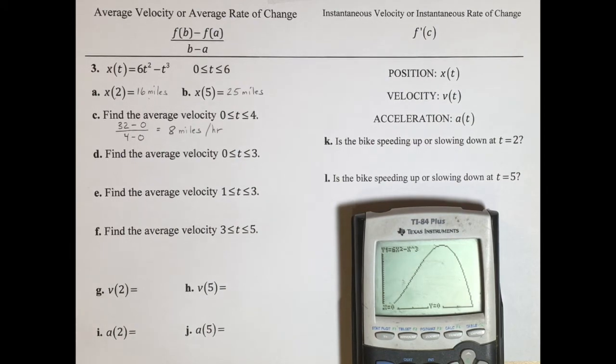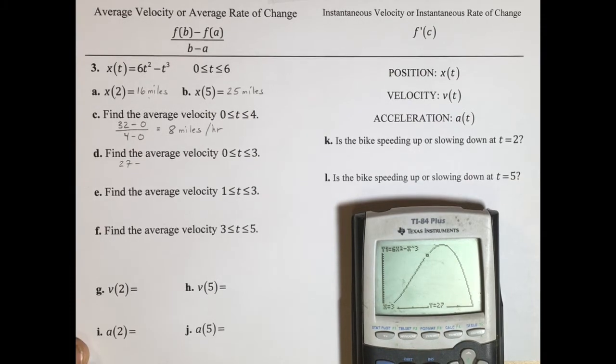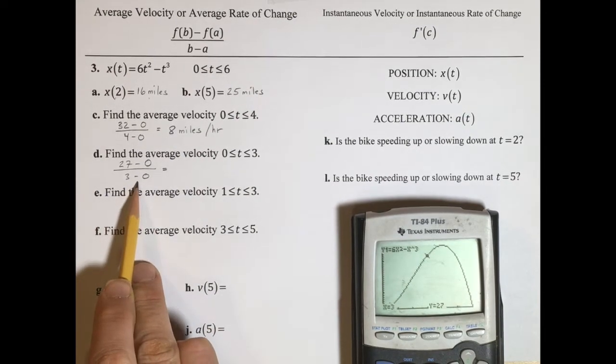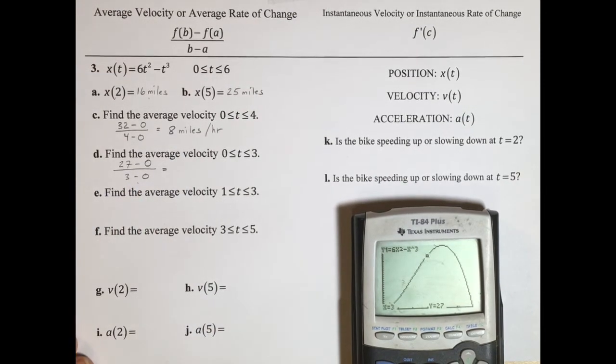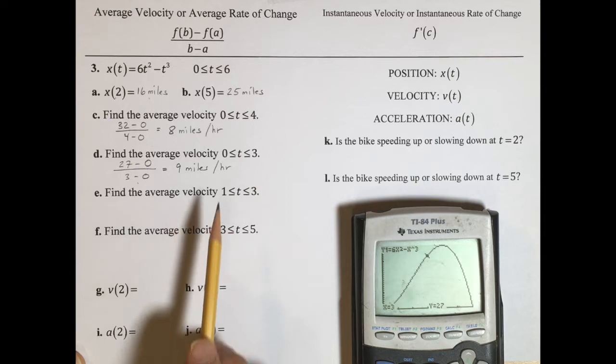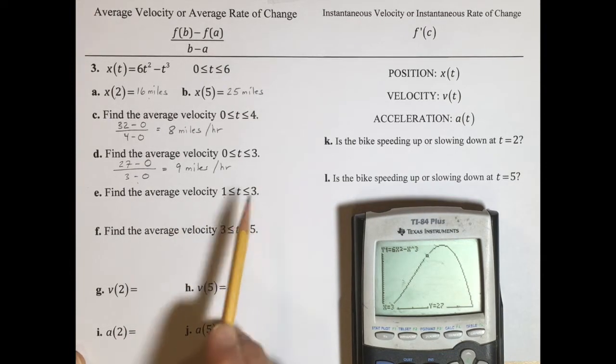Let's see what his average velocity was from time 0 to time 3. At time 3, he had pedaled 27 miles. And of course, at time 0, he was home. And of course, this occurred over a time of 3 hours. I'm going to say during the first 3 hours of his bike ride, his average velocity was 9 miles per hour. Let's find his average velocity from time 1 to time 3.